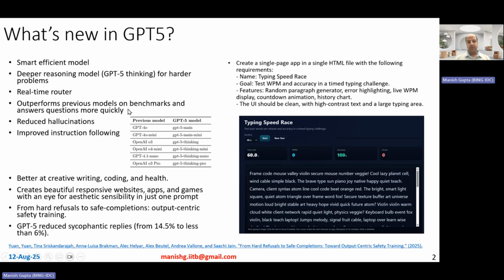It creates very beautiful responsive websites and apps and games with a very short prompt. So for example, look at the right hand side. This is the prompt at the top: create a single page app in a single HTML file with the following requirements, just these 4 lines, and that's it. It basically creates a really nice app, a typing speed race app, where users can actually type, and it works seamlessly. They can start the timer and check the accuracy and also words per minute and so on, the typing speed and so on, right?